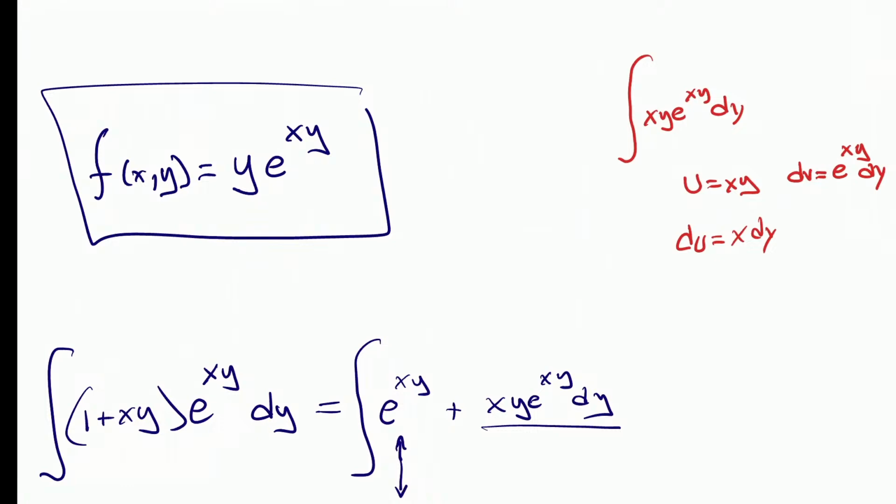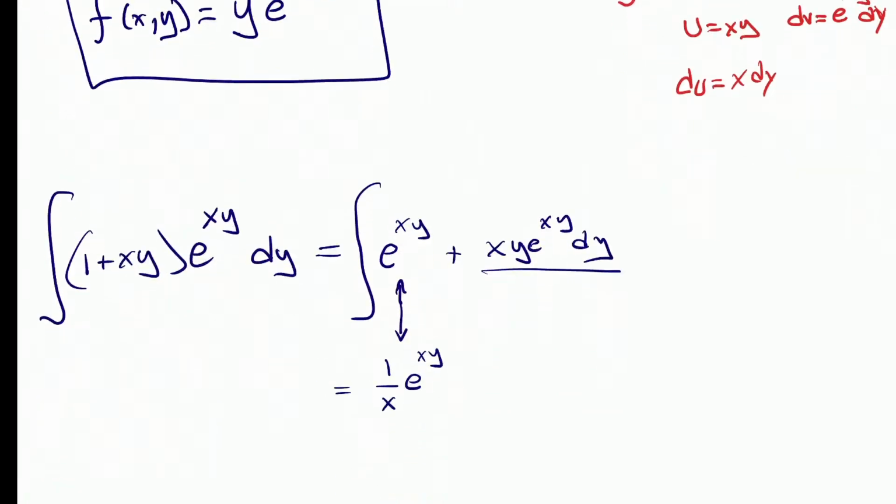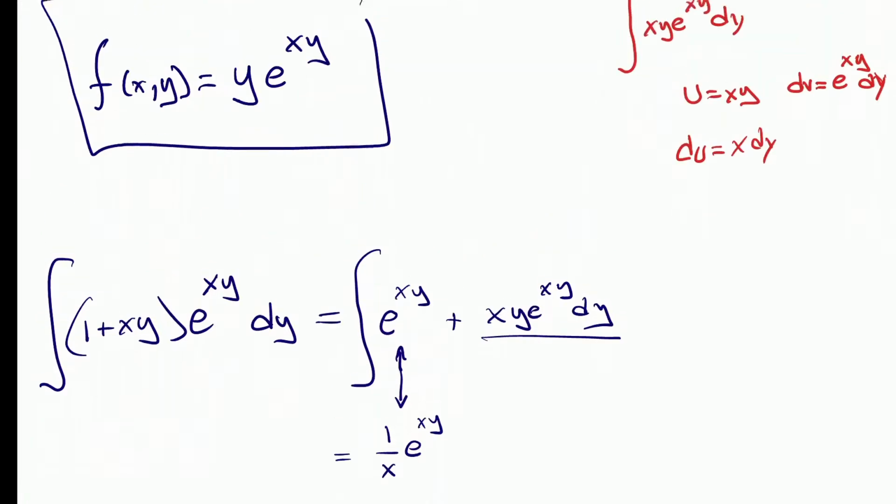The antiderivative of this thing, we've done it already. We did it right here, down at the bottom. So that's going to equal v is 1 over x e to the xy. And let's combine this. You have the integral of u dv is equal to the integral of v du. I'm sorry, uv minus the integral of v du.